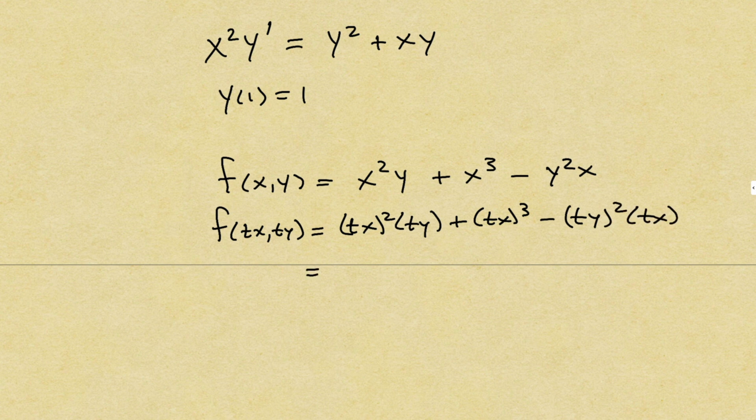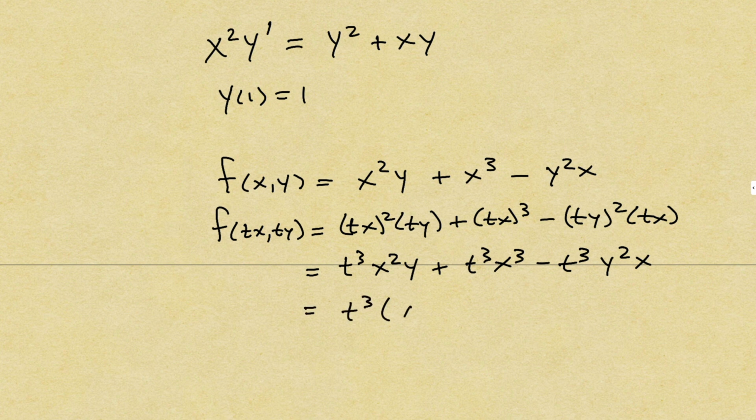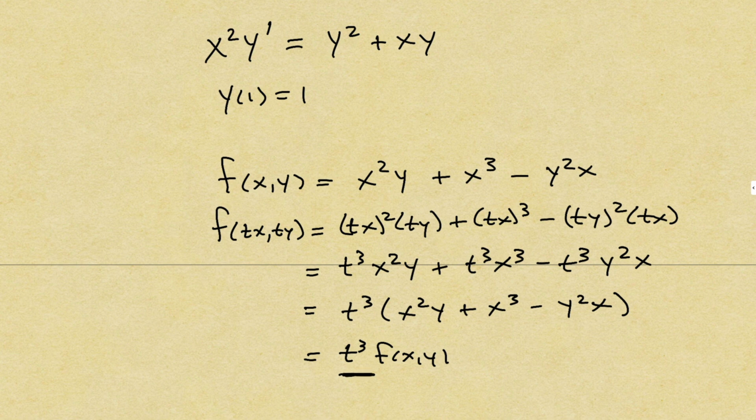Now, we factor out all of those t's. So here we have a t squared times a t, it's a t cubed, and we're left with that. Plus this is t cubed, x cubed. This, we can pull out a t cubed, and we get a y squared x. And we see again, we can take out all of the t cubes here, and we just have x squared y plus x cubed minus y squared x. But that's what we started with. That's just t cubed times f of x y.